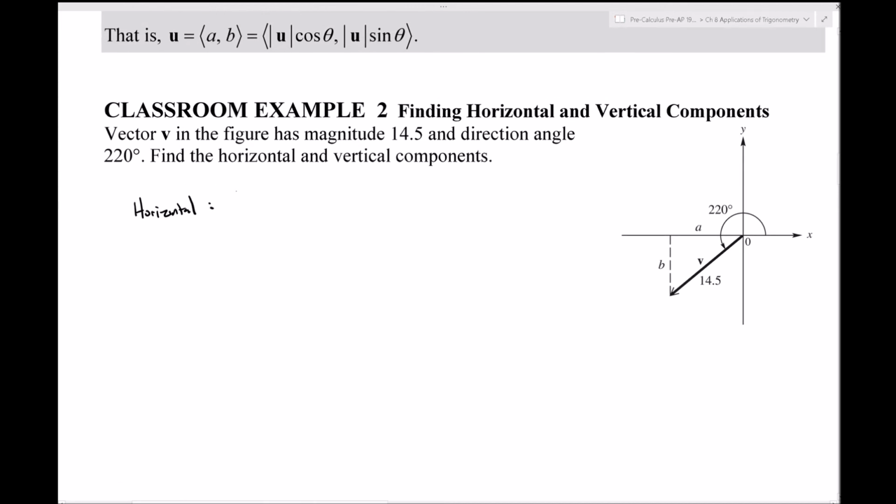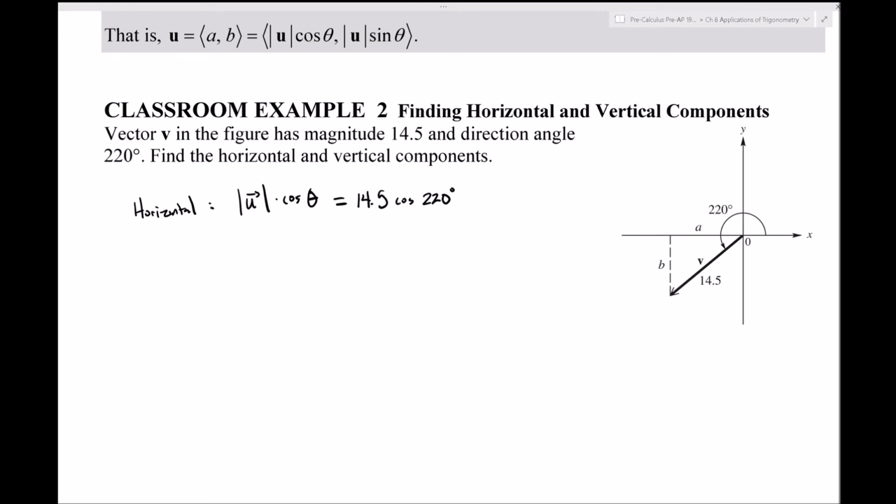Then the formula would be the magnitude of the vector u times the cosine of the angle theta. And they gave those to us. 14.5 times cosine of the angle, in this case, is 220. 220 degrees is not a special angle, so that's not one that I know off the top of my head. That's probably one I want to use a calculator for. Now, if it were 210, then maybe. Or 240, then maybe. But 220 is not one of the values that we had memorized on our unit circle.